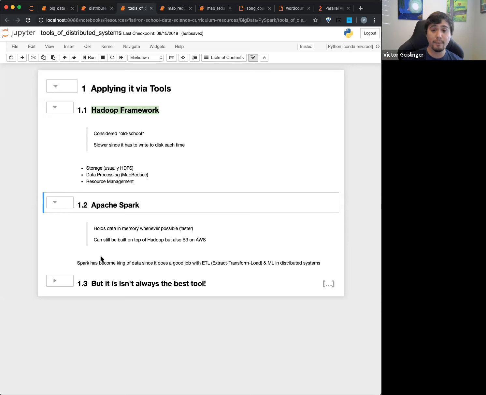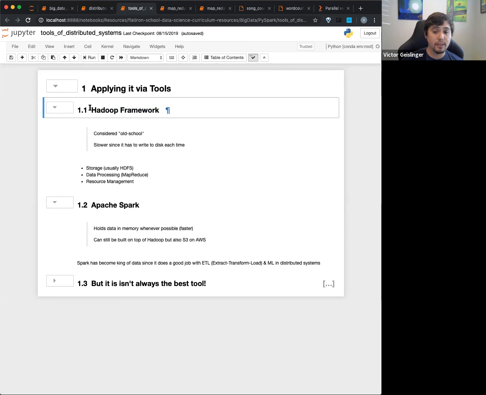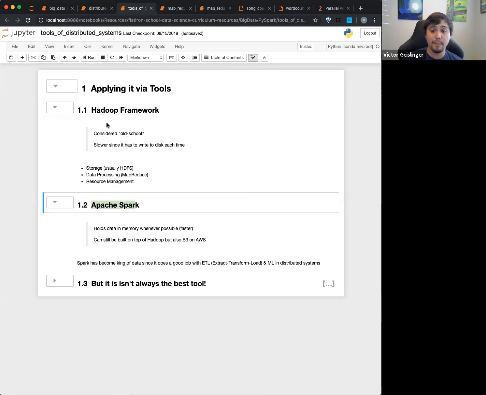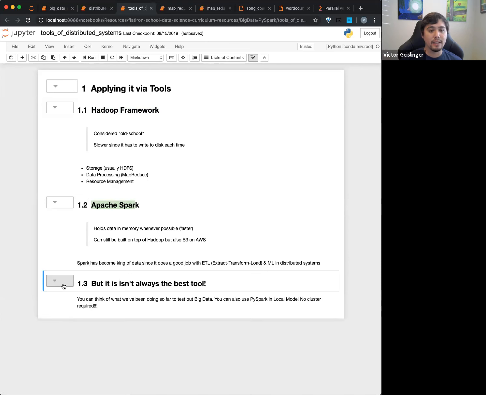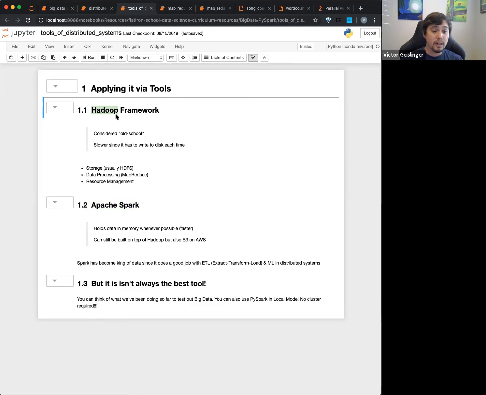Okay. So I would just know that there are two different frameworks, Hadoop and Apache Spark. Like I said, Hadoop is good, but it's definitely older school, though that doesn't mean you can't use it. You can also use PySpark in local mode, no cluster required, for what you've been doing so far to test our big data. So basically, you use the tool that is available to you. I believe it's Facebook that still uses Hadoop, and they never transferred over to Apache Spark because it works well enough. They don't need to spend all that time to transfer it over.